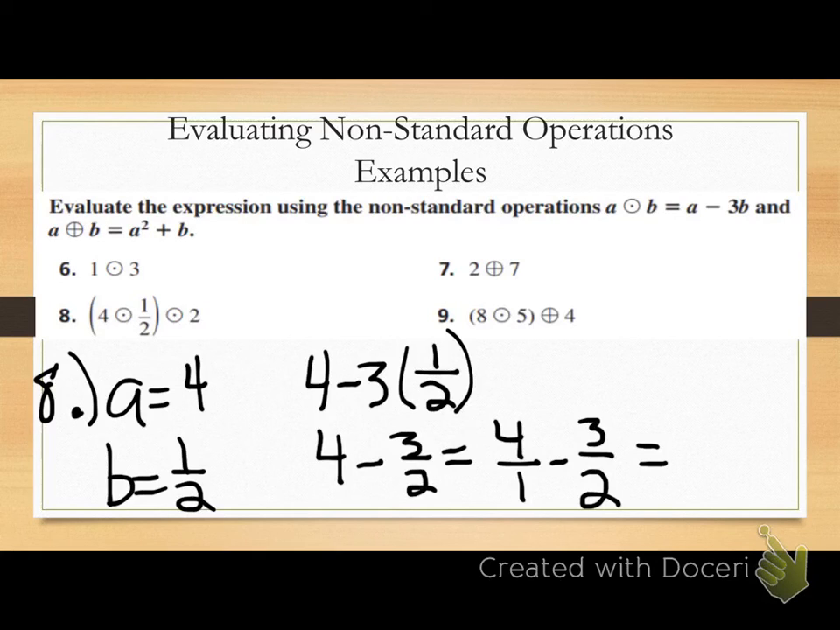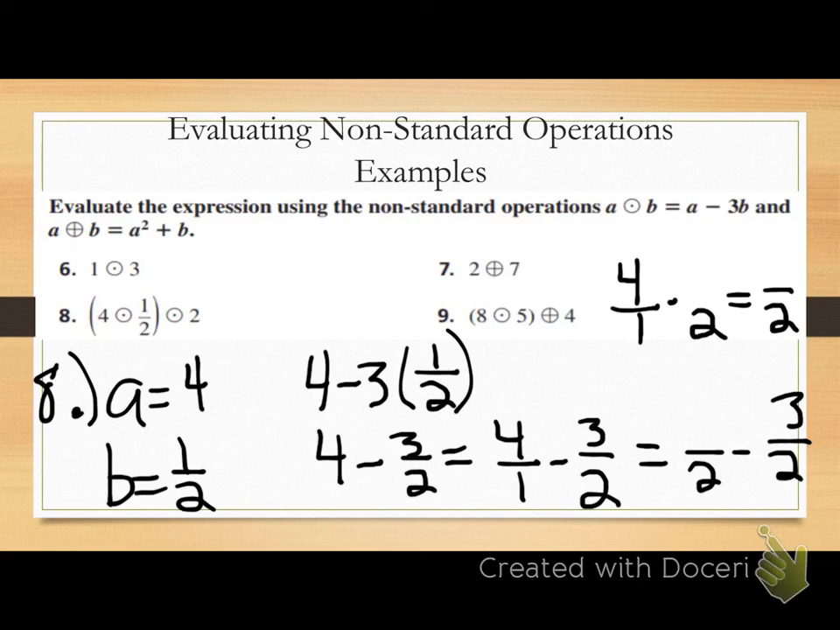What would be a good common denominator here? 2. Because I can multiply both of them and get them to 2, correct? Yes, sir. So I want them to both have a denominator of 2. My second one, the denominator is already 2, so that helps. But now I've got to get 4 over 1 to have a denominator of 2. What would I multiply 1 by to get to 2? 2. Everyone okay with that?